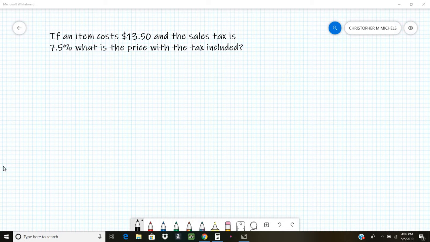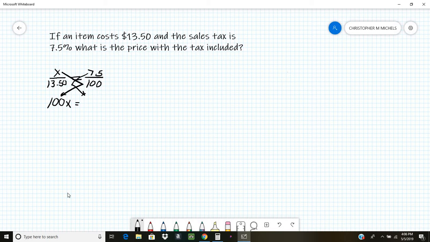Okay, so we look at this one. They said if an item costs $13.50 and the sales tax is 7.5%, what is the price with the tax included? Okay, so let's set this one up as a proportion. So you get 100%. So the 7.5, we should know where that goes automatically. It's a percentage, so it goes over 100. And the 13.50 will go down here. X on top. So we do X times 100. That gives me 100X.